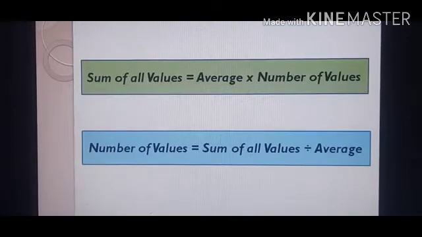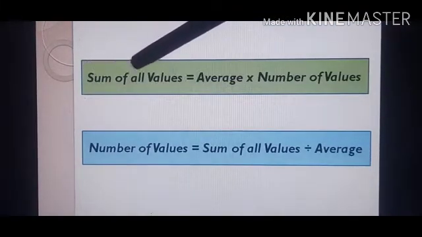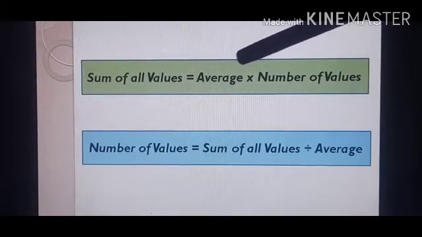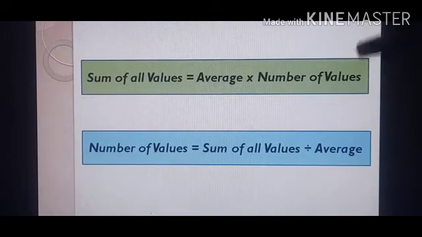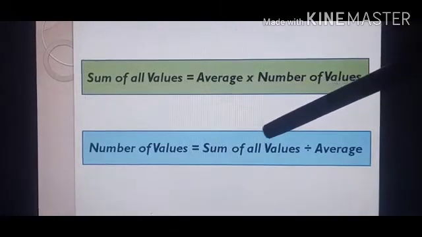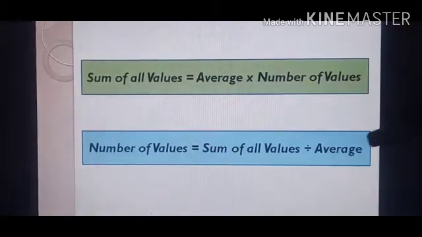So what are the formulas which we have discussed? How to find out sum of all values. Sum of all values is equal to average multiplied by number of the values. And number of the values is equal to sum of all values divided by average. Clear? From the formula of average, we can calculate these two values also.